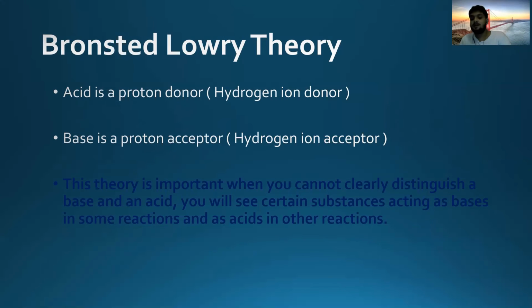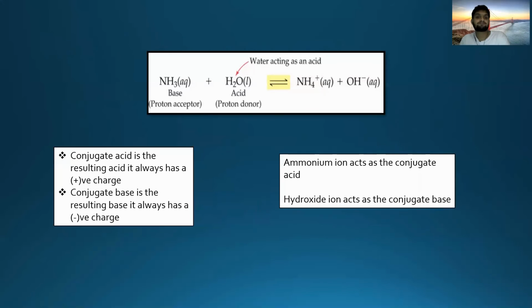So let's see an example of this. Here we are using water, and we are taking water and a base called ammonia. Here you can see after this reaction has taken place, you are able to get an ammonium ion.